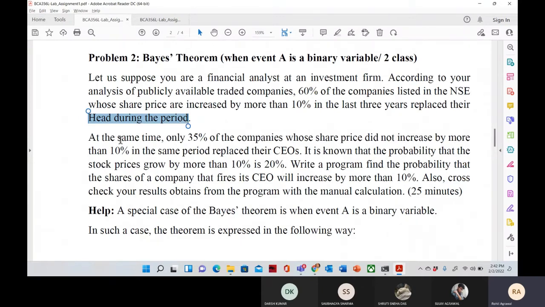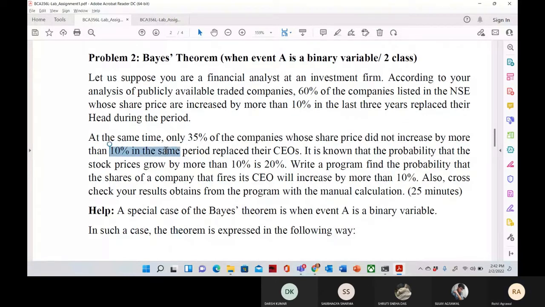Now at the same time, only 35% of the companies whose share price did not increase by 10%. They are talking about the 10% two times. This time increase by more than 10%, this time not increase by more than 10%. So you can say this may be event A, and this will be the negation of event A. That means event A happened and event A doesn't happen.